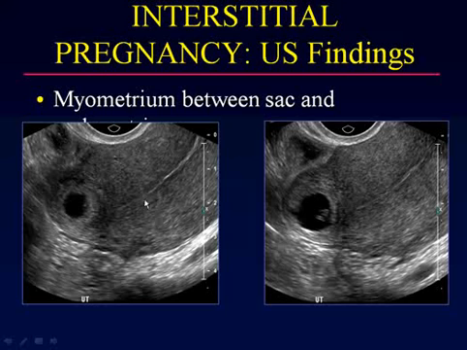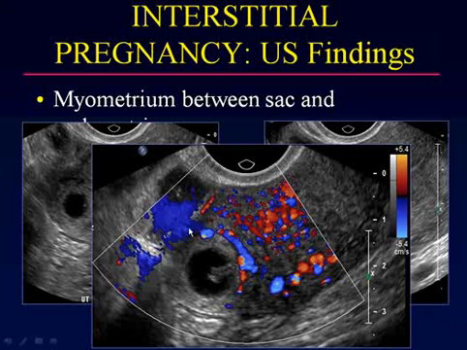Here's another example where you can see the endometrial stripe here. You can see the gestational sac. It is surrounded clearly by myometrial tissue, but note that there is about 5 millimeters of normal myometrium between the edge of the sac and the endometrium. This confirms that this eccentric gestational sac cannot be within the endometrial cavity, and it must be within the interstitial portion of the tube.